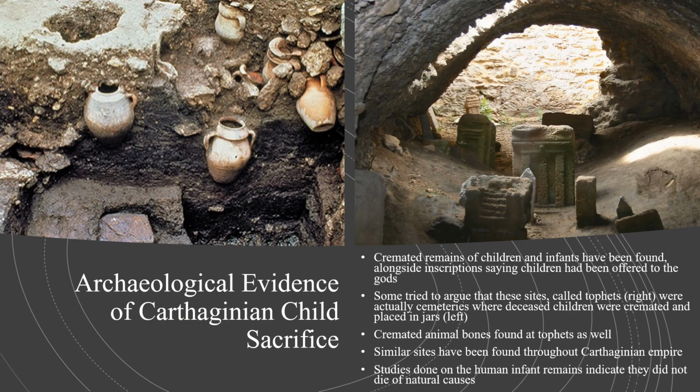So now we'll discuss some of the archaeological evidence for Carthaginian child sacrifice. We found cremated remains of children and infants, alongside inscriptions saying that the children had been offered to the gods. Some tried to argue that these sites, which were called tophets, were actually just cemeteries where deceased children were buried after being cremated. Their ashes would be put into jars like this, and ashes with animal bones or burned animal remains have been found also.